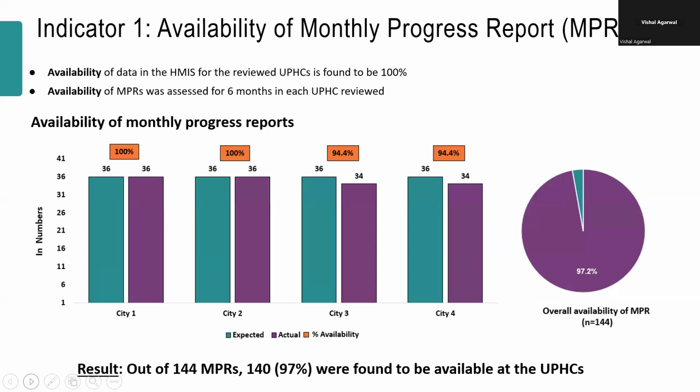So same, the availability of monthly progress reports, the 36 number which is mentioned here, 36 means 6 facilities' data and 6 months. 6 multiplied by 6 months, the monthly progress report compiled on a monthly basis. It means a particular facility for 6 months, so 36 was the denominator for each and every city. And out of those 36, overall 97% monthly progress report was found available out of 144. Next slide, please.